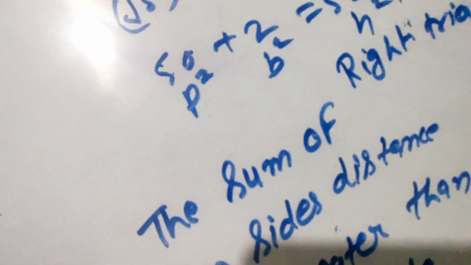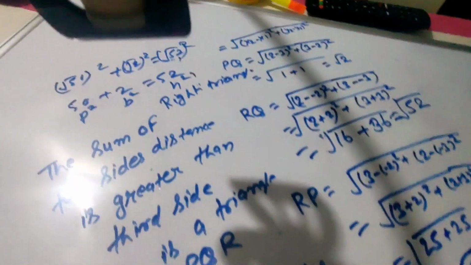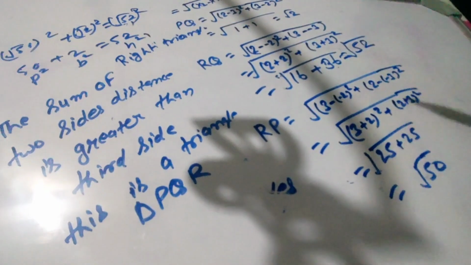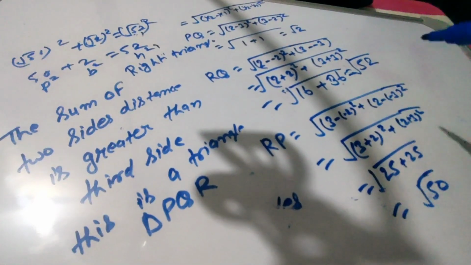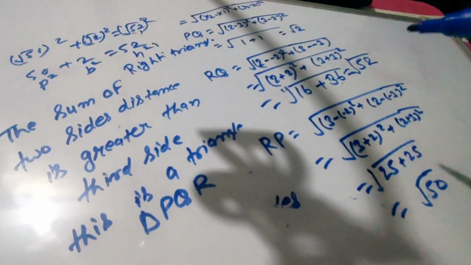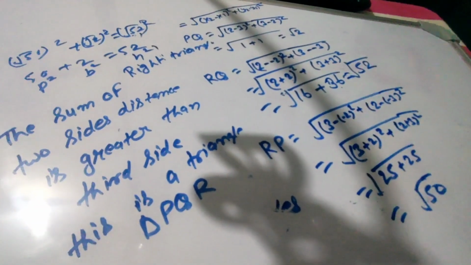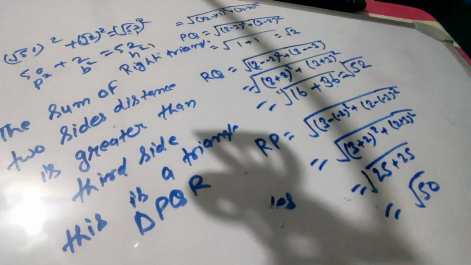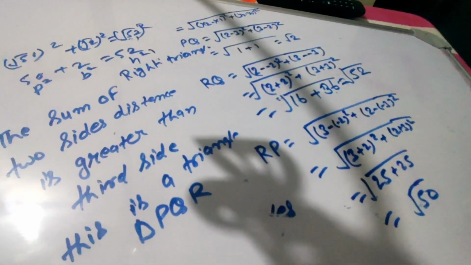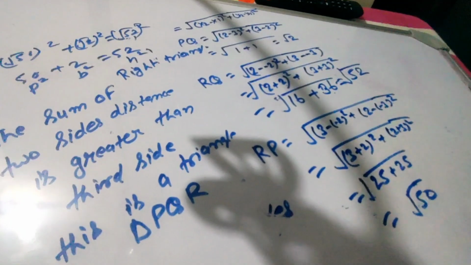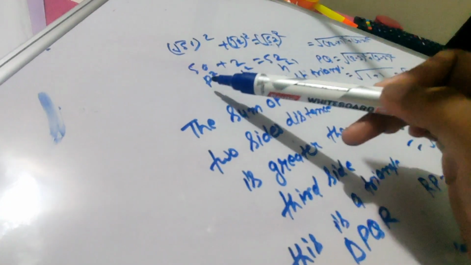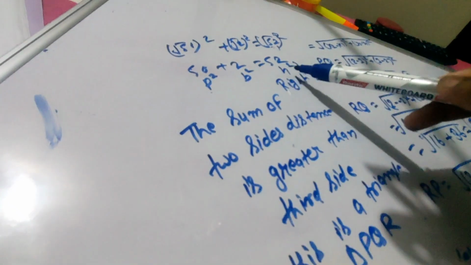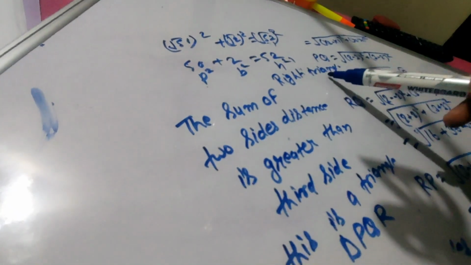How do we solve this question? First find out the distances PQ, RQ and PR, and then check the three sides. If the sum of two sides is greater than the third side, a triangle is formed, because this is the rule for a triangle. Then which type of triangle is formed? Check whether perpendicular square plus base square equals hypotenuse square. Then this is a right triangle.